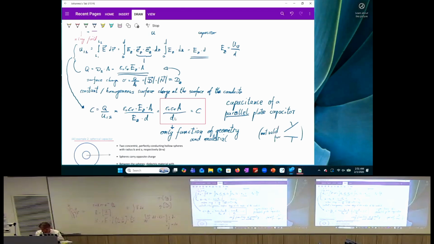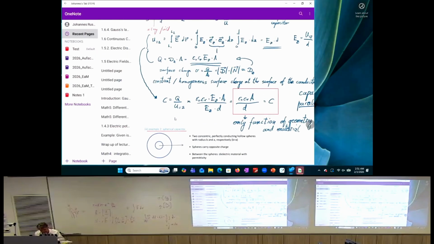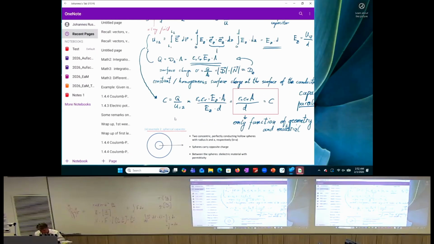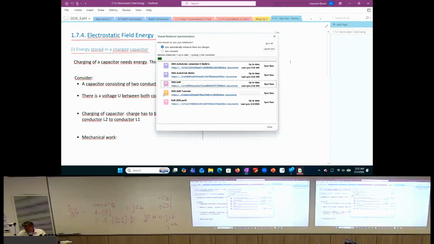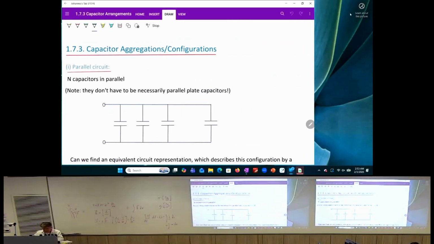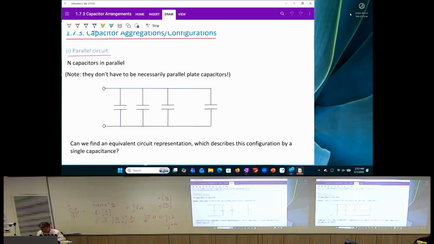Let's look at some different arrangements of capacitors. So we can have different configurations or arrangements of capacitors. And the first one is what happens if we have a set of n capacitors which are all put in parallel. So this is what you see here.